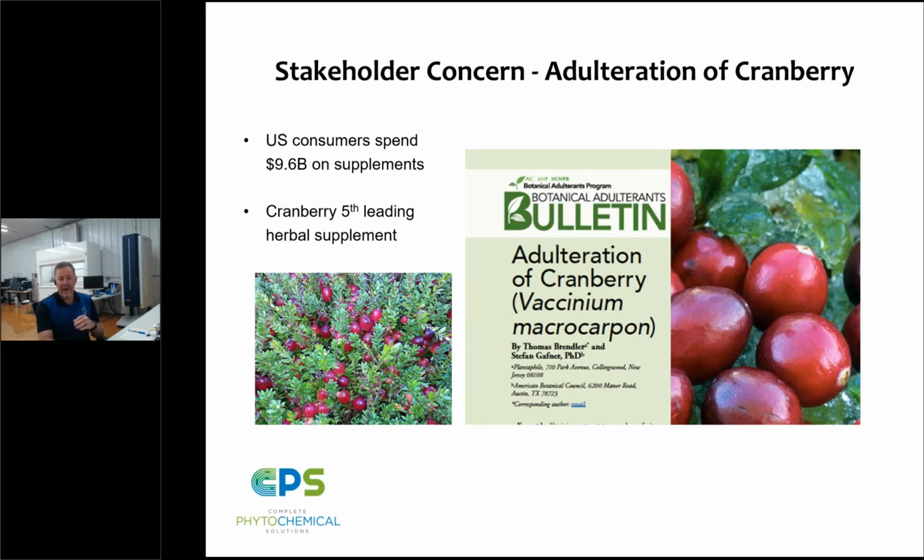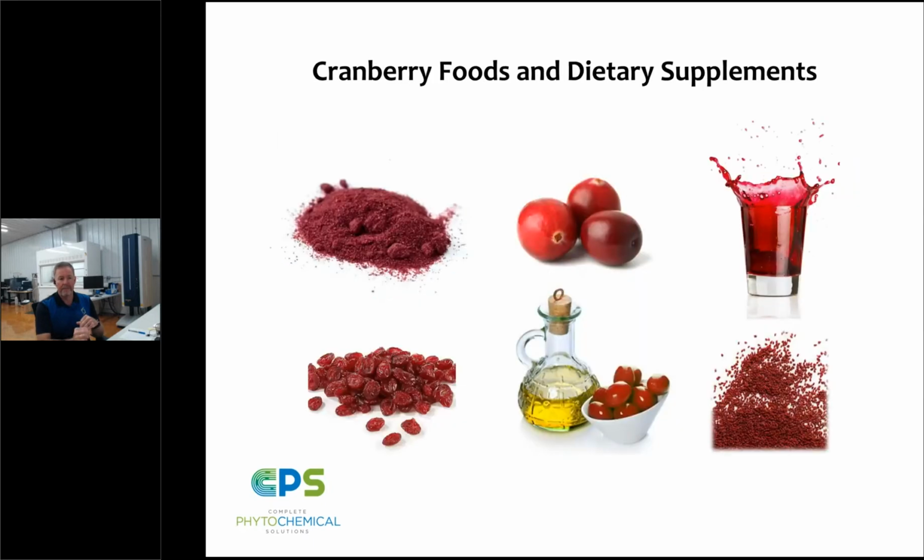And similarly, AOAC organized a cranberry working group that put out a call for a method that would be appropriate for the identification of A-type proanthocyanidins that are unique to cranberries. As a result of all of these efforts, Complete Phytochemical Solutions worked to develop, publish, and have accepted an official first action method to address the issue of adulteration of cranberry products. And that's the method we're going to be looking at today.